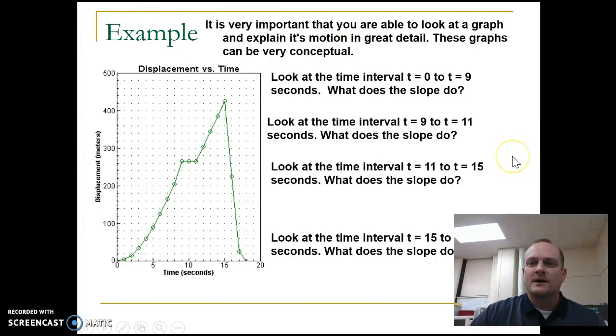Let's look at another example, right? It's very important that you're able to look at graphs and explain its motion in detail. These graphs can be very conceptual in nature. So let's look at the time interval from 0 to 9 seconds. What is the slope doing from 0 to 9 seconds?